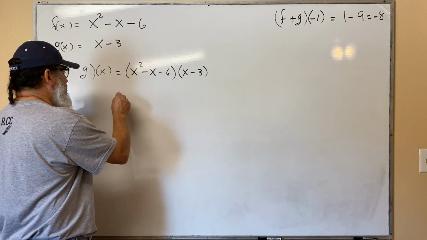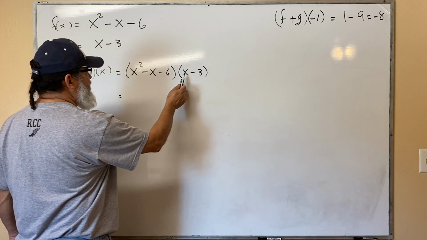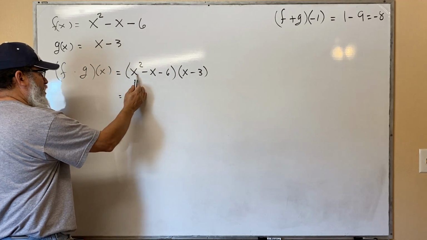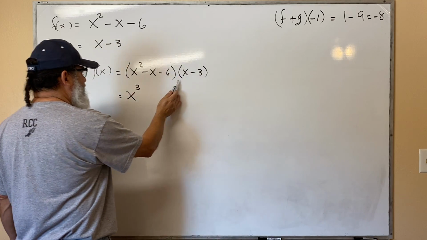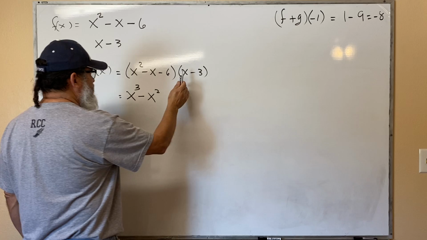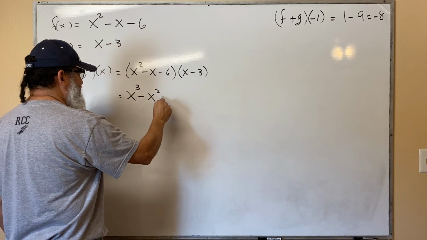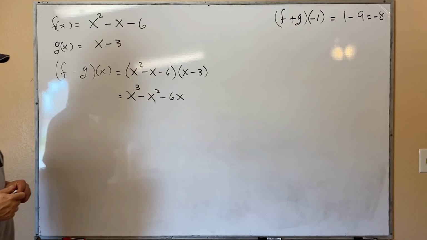We can do this, look. Multiply x times all of them. Multiply x times x squared, which is x cubed. Multiply x times negative x, which is negative x squared. Multiply x times negative 6, which is negative 6x. Okay, that's the first one.